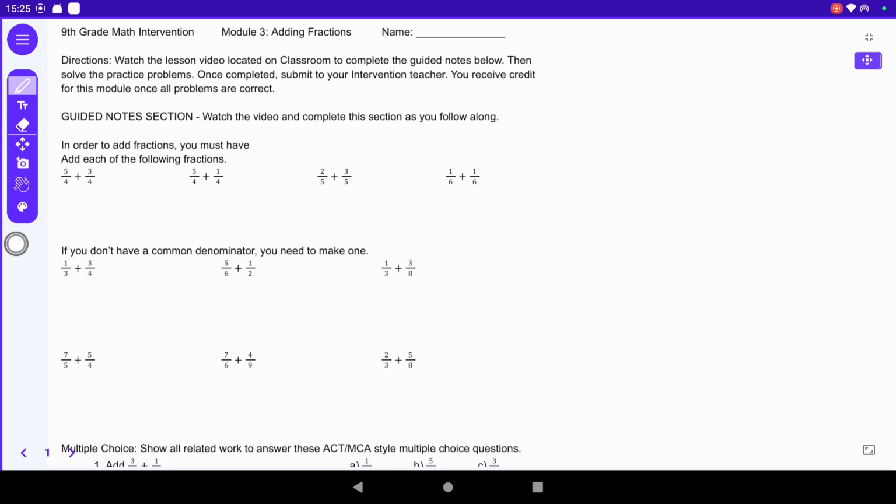Good day everyone. Today we're talking about Module 3, adding fractions. In order to add fractions, you must have a common denominator.